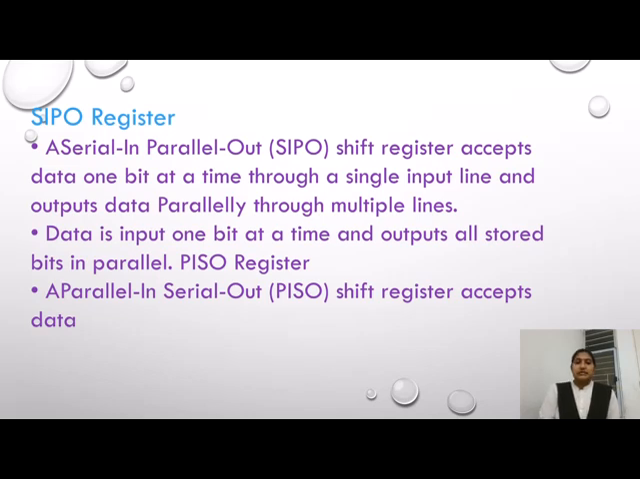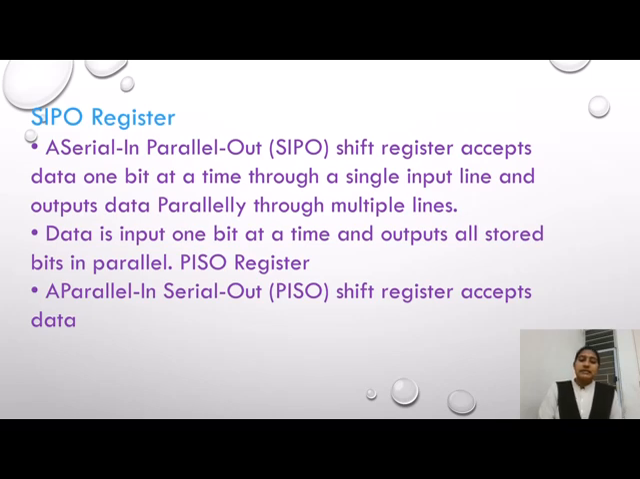SIPO register, serial in, parallel out. The shift register accepts data one bit at a time through a single input line and outputs data parallelly through multiple lines. Data is input one bit at a time and all stored bits are output in parallel.